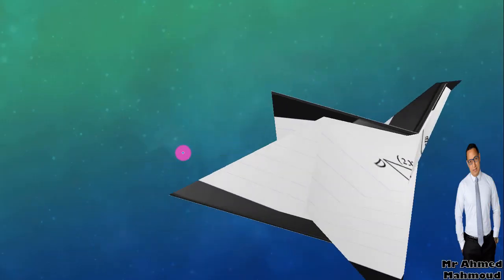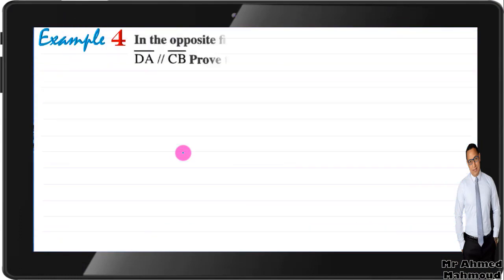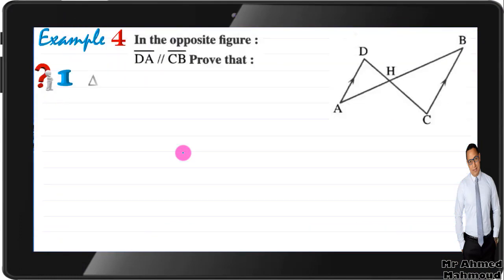The next example. Okay, here in example 4, in the opposite figure, DA is parallel to CB. Prove that triangle AHD is similar to triangle BHC. Okay, here since the two lines are parallel, angle C equals angle D, alternate, and angle B equals angle A, alternate.